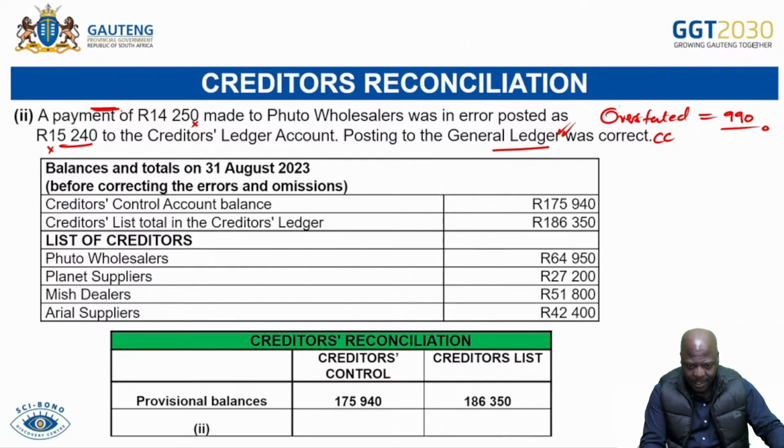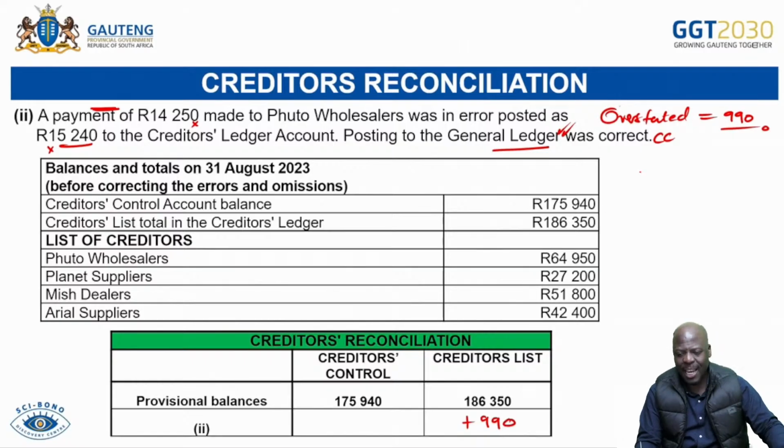Now, if we go onto the list, we're now saying in the list, a payment, which is a minus, was overstated. Once an amount is overstated, you have to know that we went and we subtracted more. So to correct it, you have to go and add. So we come here, then we say plus 990.